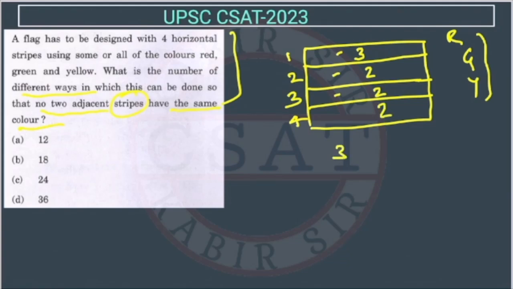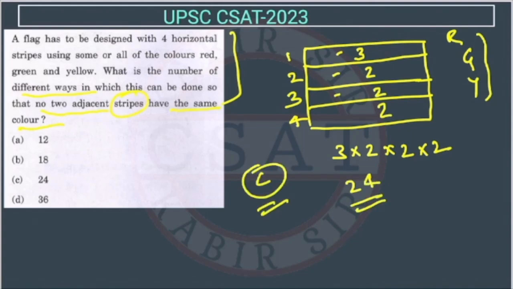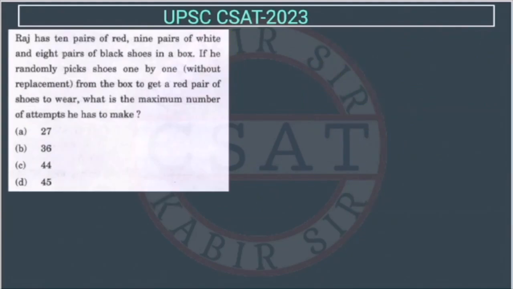So the total choices will be 3 into 2 into 2 into 2. So this is equal to 6 into 2 into 2. So this is 24. So the answer is option C. Okay. Now let's see this question. This type of question we did in our PYQ series again, right? So this is directly from that, the same kind of questions we did.